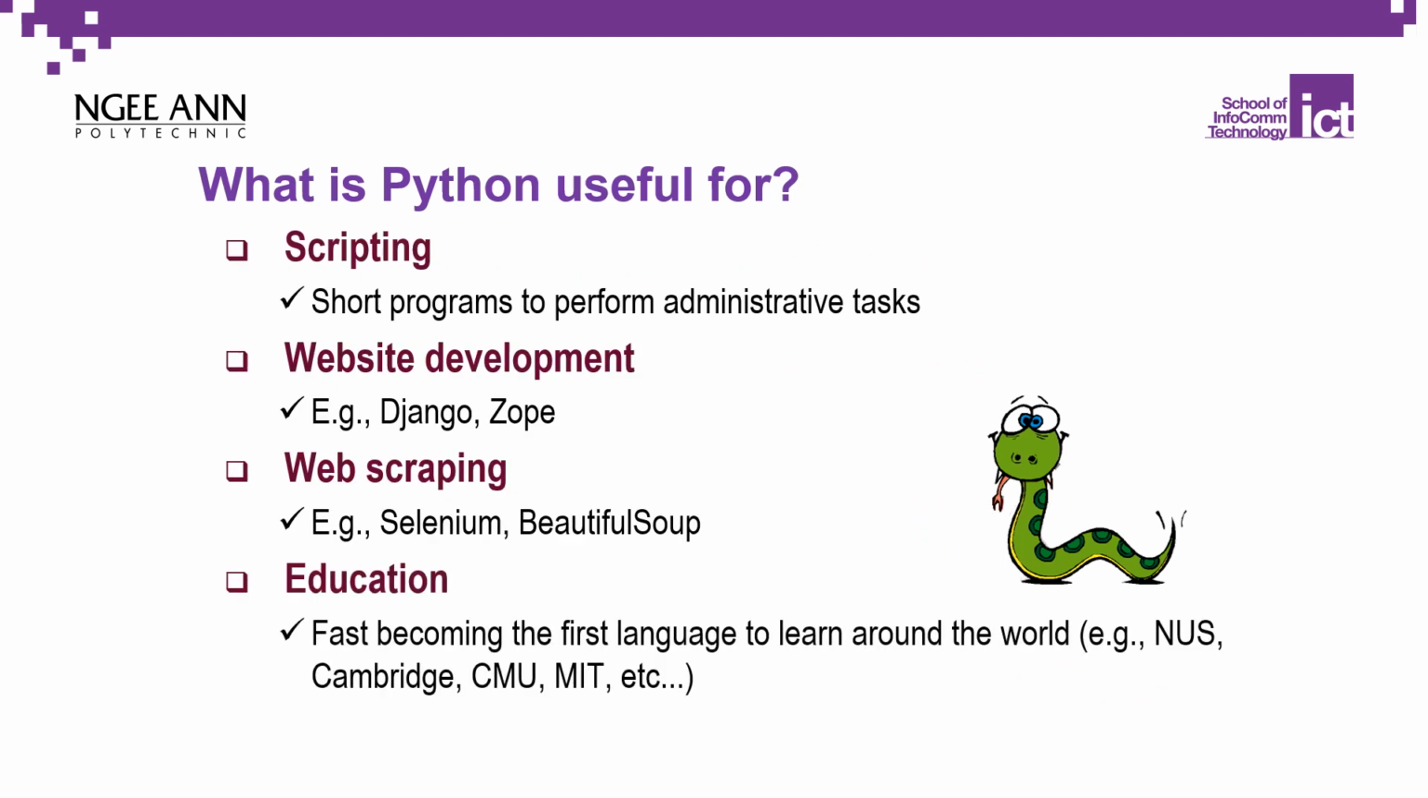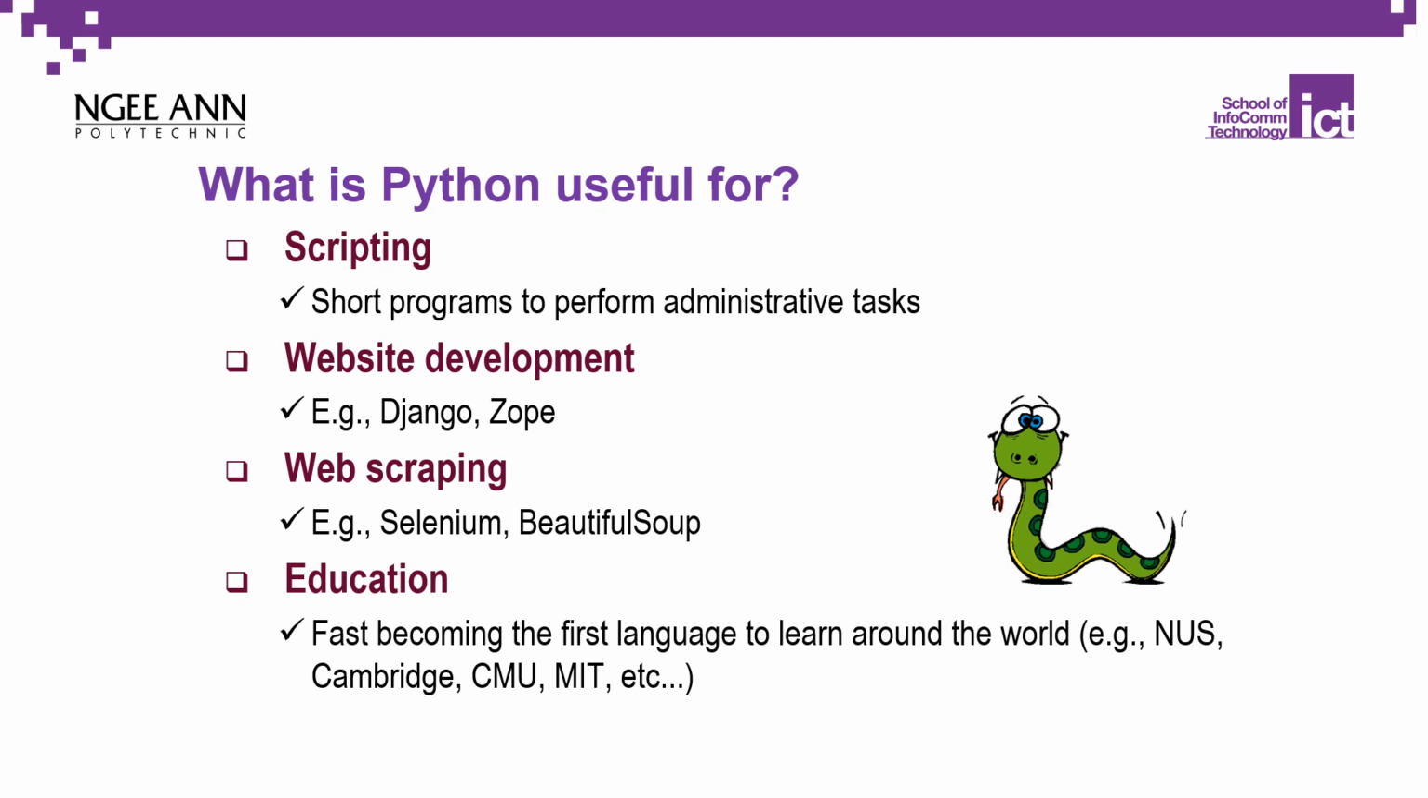Python is really popular worldwide for a variety of programming tasks. Here are a few examples. It is ideal for scripting, which is the writing of short programs to perform administrative tasks. So if you have a directory full of music videos and you want to extract all the Taylor Swift songs about old boyfriends, you might be able to write a Python script for that. Spoiler alert, it's most of them.